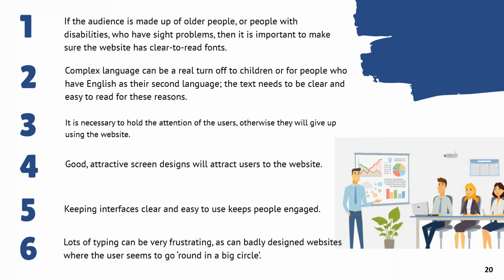One, if the audience is made up of older people or people with disabilities who have sight problems, then it is important to make sure the website has clear-to-read fonts. Number two, complex language can be a turn-off to children or to people who have English as their second language. The text needs to be clear and easy to read for this reason. Three, it is necessary to hold the attention of the users, otherwise they give up using the website. Four, it has to be attractive. The screen designs will attract users to the website.